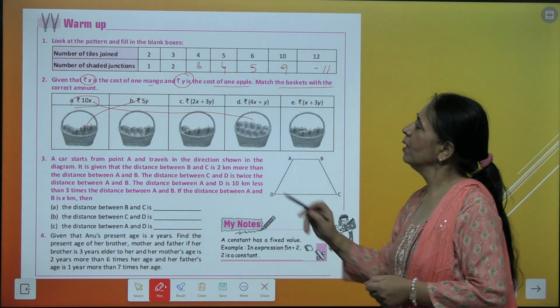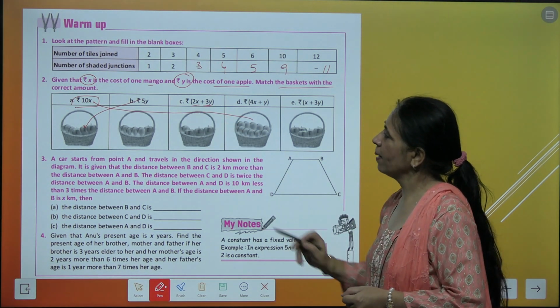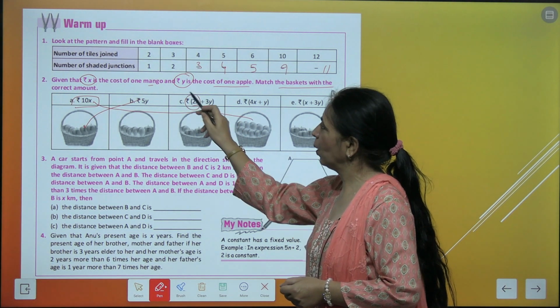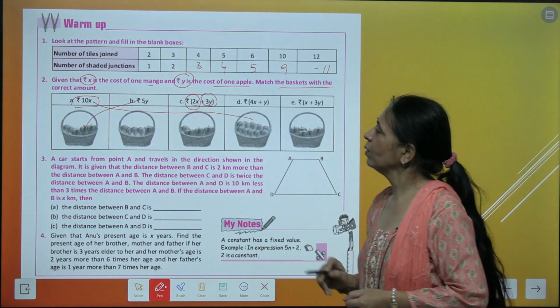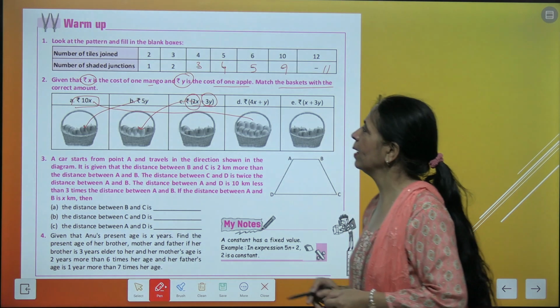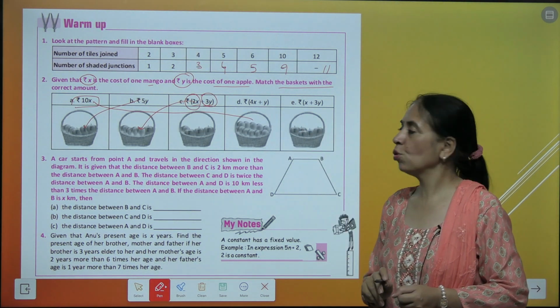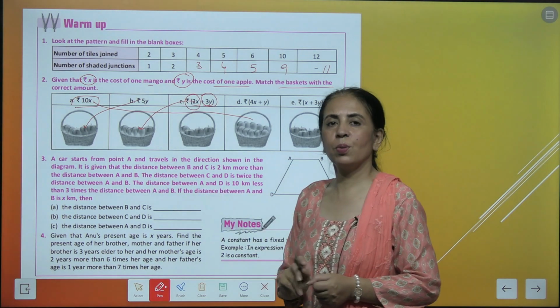Then you have 2x and 3y. 2x means 2 mangoes and then we have 3 apples. So this is the combination here. Similarly, we can match the others also. Now look at the next question.